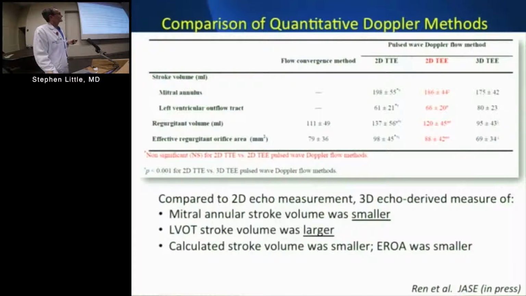So for the mitral annulus, the 2D assumption largely overestimated the area compared to 3D. For the LVOT, the 2D assumption underestimated it. So perhaps these errors offset each other and you get pretty close when you try to quantify volume. But we don't really know that that happens all the time.